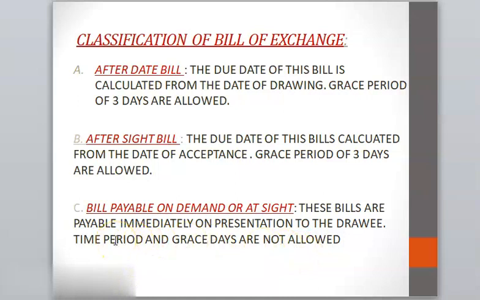Time period means what here? For an example, the bill is drawn for 2 months, but whenever the drawer needs money, he is going to ask for the payment. So in this case, the bill is going to be paid whenever it is demanded by the drawer. And therefore, we are not going to consider grace period also.